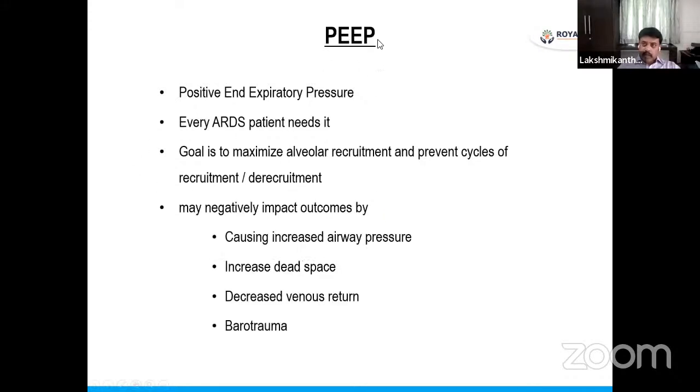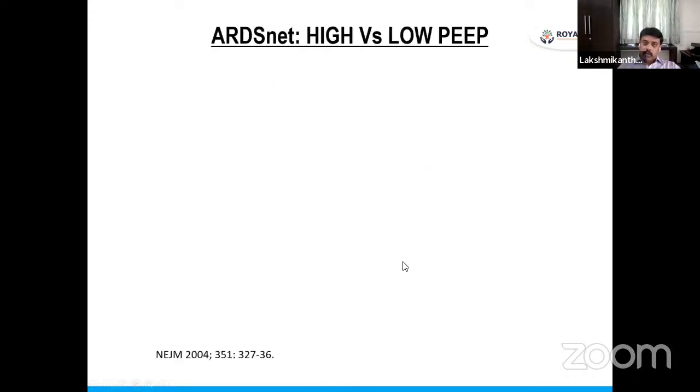But PEEP as such definitely has some amount of side effects. It can cause an increase in your airway pressure, can increase the dead space volume. It can increase the intrathoracic pressure, and thereby it can decrease the amount of venous return or the preload. When the venous return decreases or the preload decreases, you can have hypotension. Barotrauma is also very common with PEEP. So all these things have to be kept in mind, and you need to adjust your PEEP.